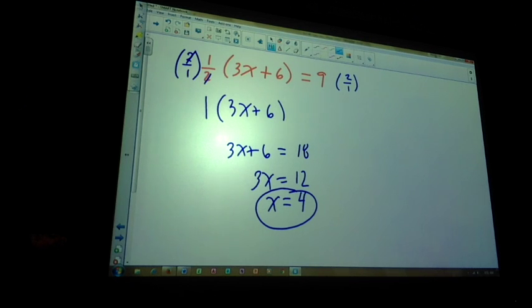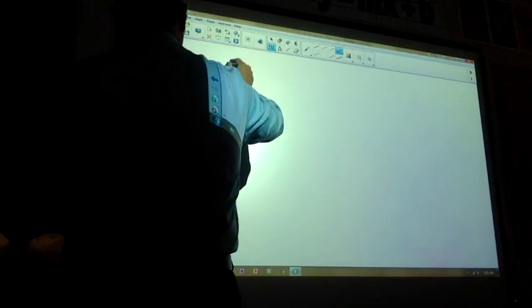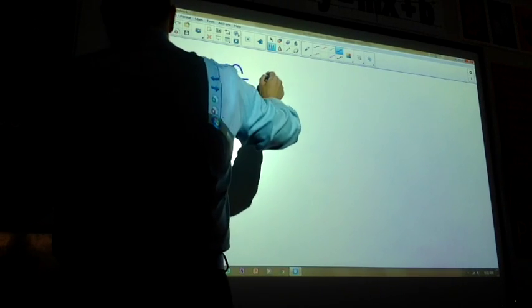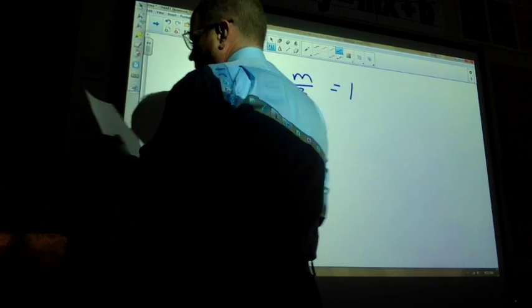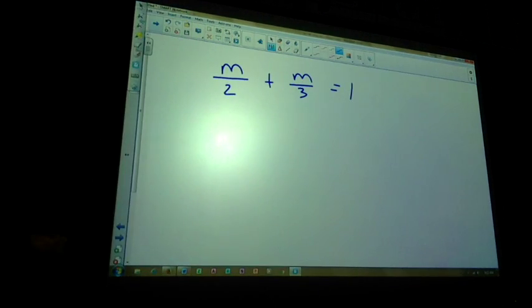Alright, number 7. M is now our variable. We have it twice. What do you think our number to clear out denominators would be? 6. How do we know? It's 2 times 3. What if I pick some other number that 2 and 3 go into, like 24? That's too big, that's not the smallest number. Right, but would it still work, do you think? Yeah, sure would. Absolutely.